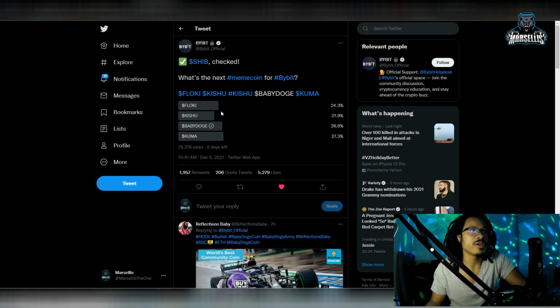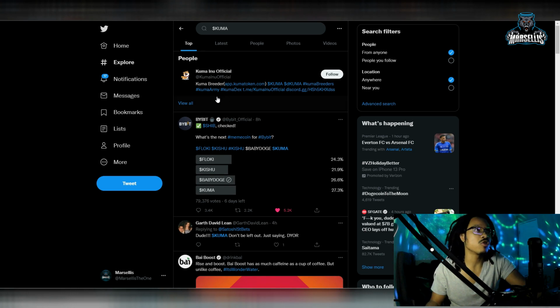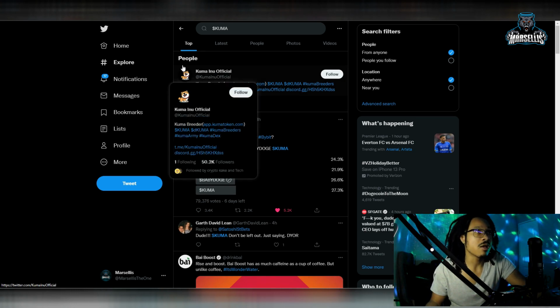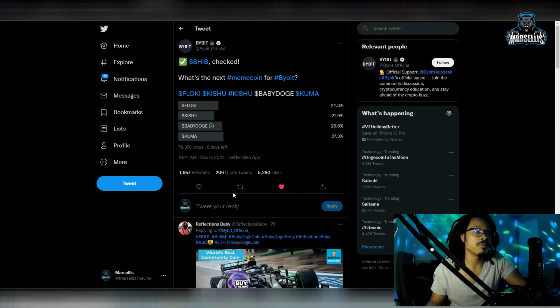But Kuma is over here at, I think they made, no, they didn't mean Kishu. They meant Kuma. I don't know what Kuma is, so let me know in the comments what it is. I mean, Kuma Inu, I didn't even know that existed. But they have a little bit more voters than Baby Doge and they have a smaller community, so maybe their community is just a little bit more committed than ours.